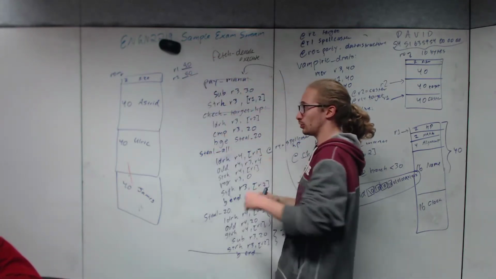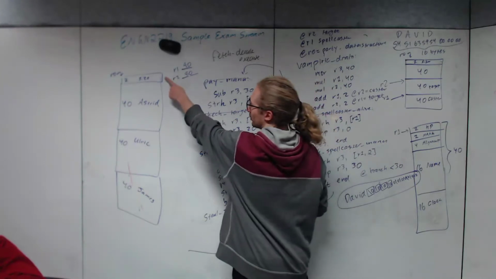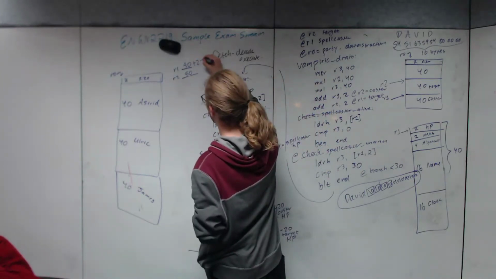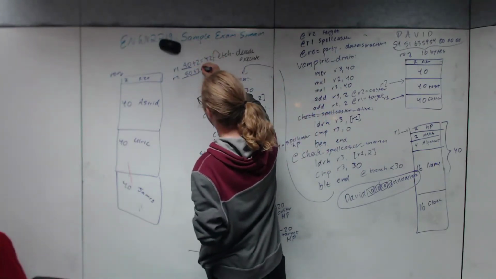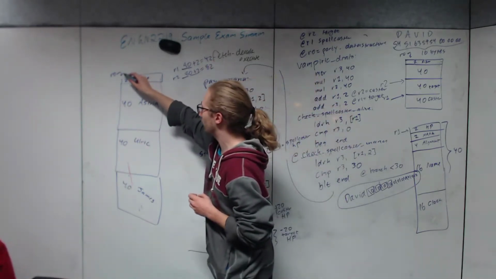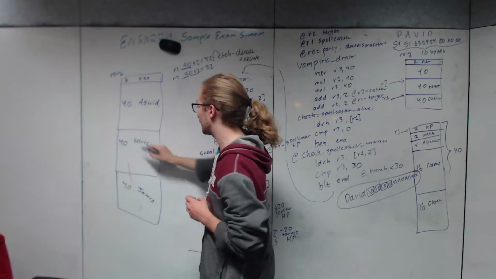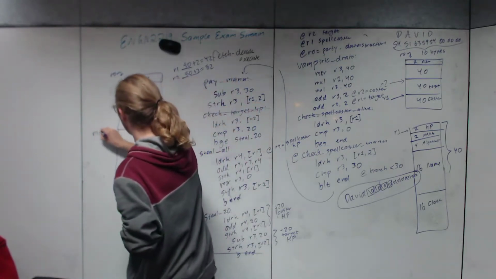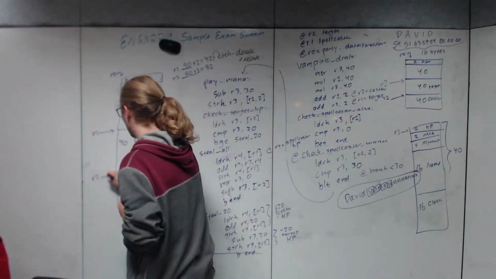I add 2 to both of these to account for the size. So 40 plus 2 is 42, and 80 plus 2 is 82. And then I jump from R0 42 bytes down to get to Ulrich. So this is going to be my new R1, and this is going to be my new R2.